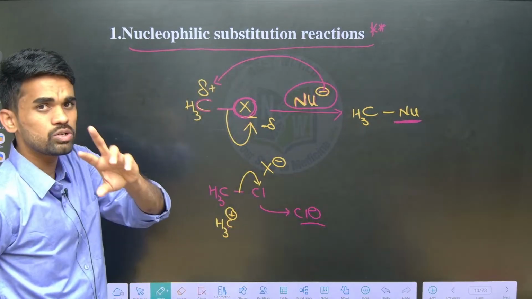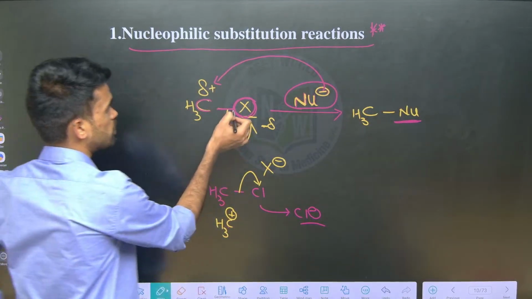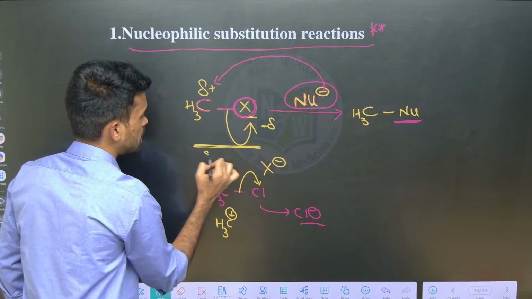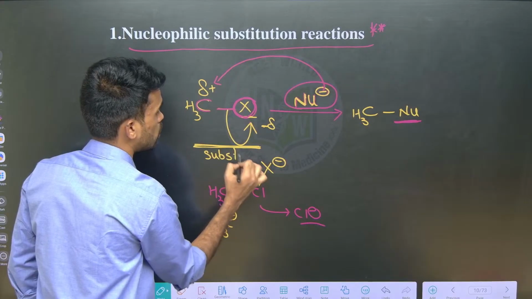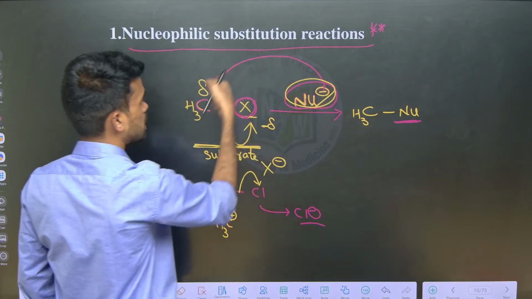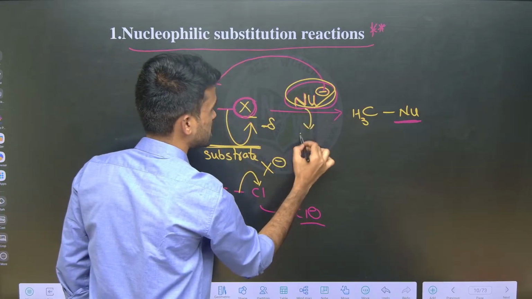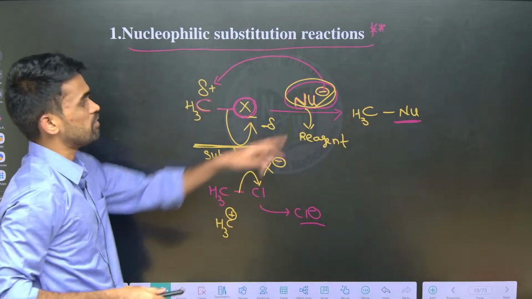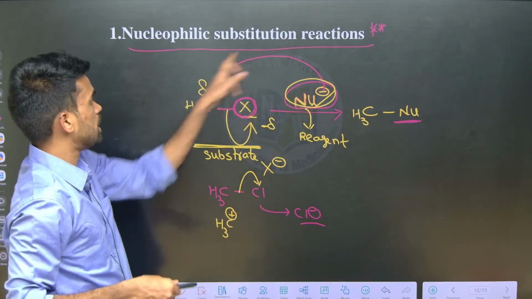Now you need to know some basic terms. The starting material we are taking here is called the substrate. Whatever species attacks the substrate is called a reagent. So here our nucleophile is the reagent attacking on the carbon.